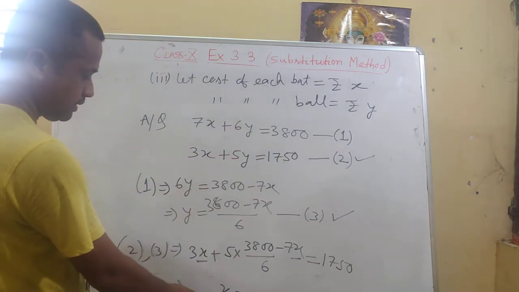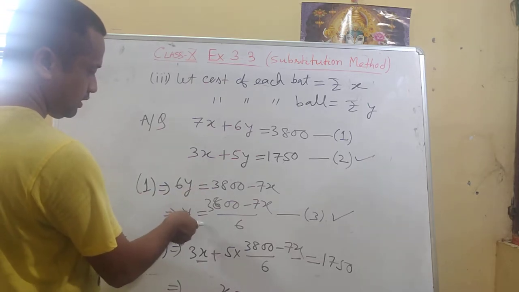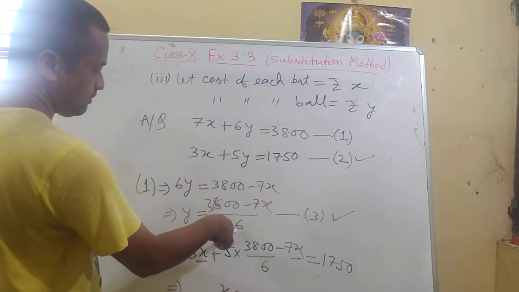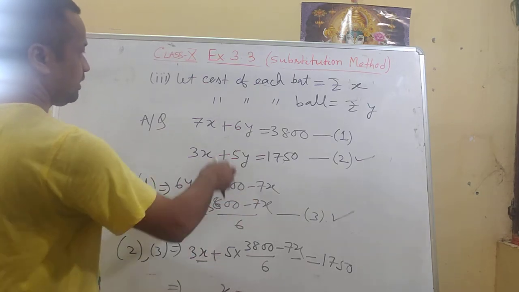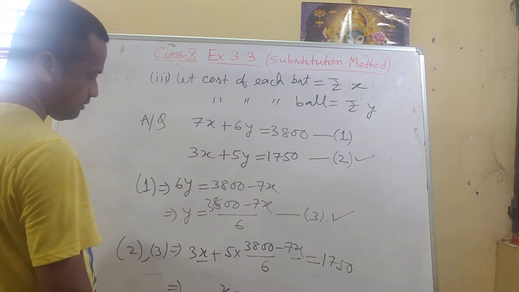So you will get some value of x. Then put the value of x in equation number 3. Then y is equal to 3800 minus 7 into that value of x divided by 6. This will be the value of y. That means cost of the bat is x, cost of the ball is y. The values can be found out like this.